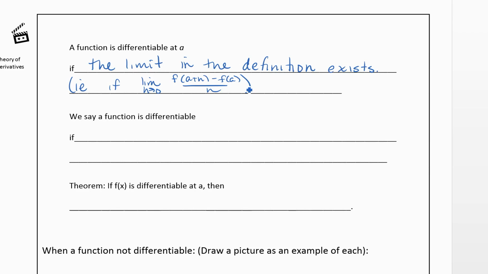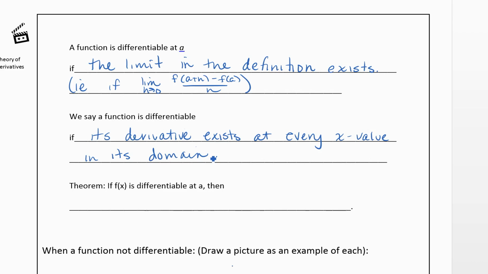Okay, we say a function is differentiable if its derivative exists at every point, or we can say every x value in its domain. Okay, so we're going to talk about some places where functions aren't differentiable, but if it's differentiable everywhere in its domain, then we just say the function's differentiable.